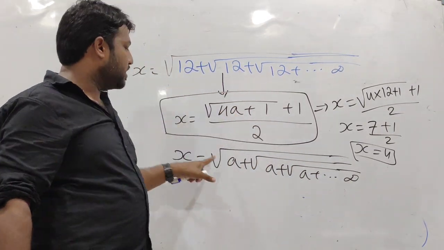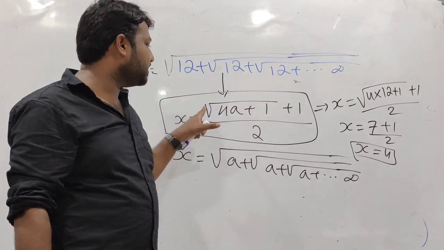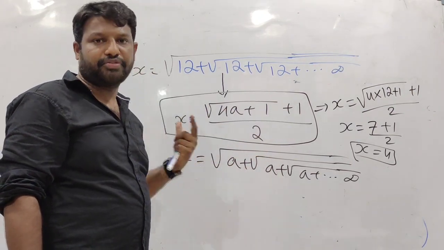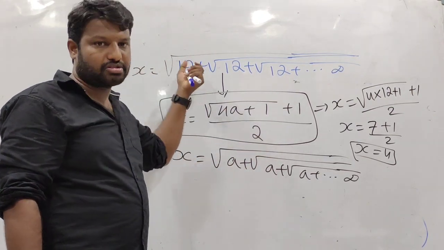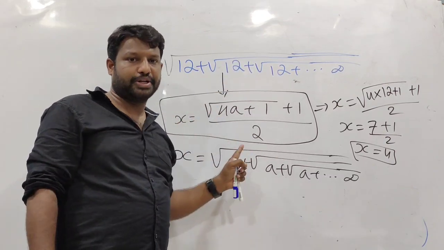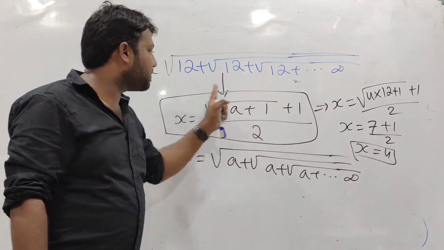You have to remember x is equal to root a plus root a plus root a and so on up to infinity. Then the answer is directly root 4a plus 1 by 2. This is the formula you have to remember. I will tell you how to write directly also. If these questions are given like this, I will write it, but this formula will also be used. You have to remember this. Same problem, solved in a different method, but you have to remember this formula.